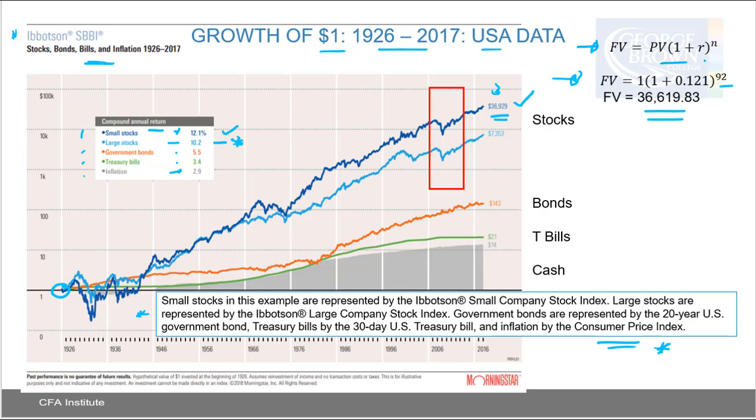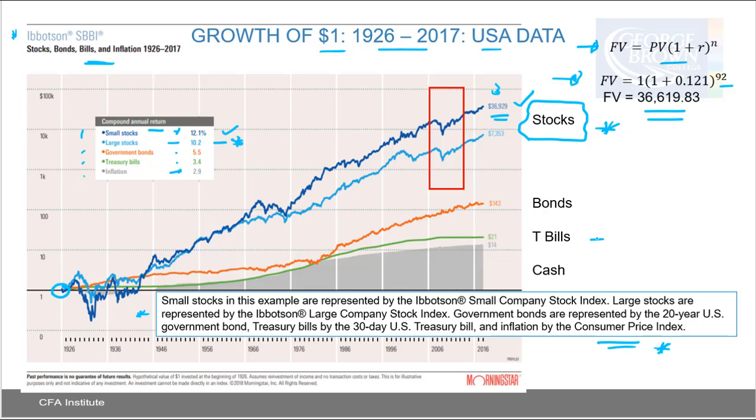using our quantitative concepts, future value equals present value times 1 plus r to the n. Future value is that $1 times 1 plus 12.1% to the power of 92. Future value equals 36,619, okay? But the key message coming out of this is that if you want to grow your capital, then you want to be invested in stocks, okay?